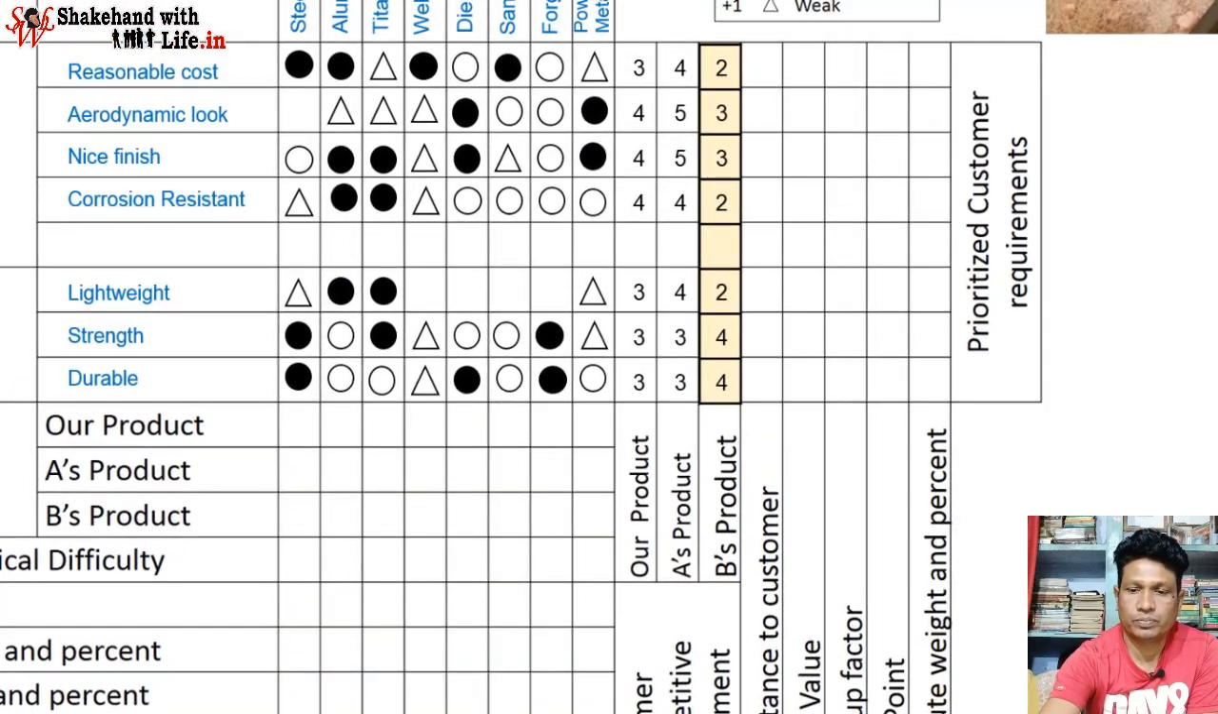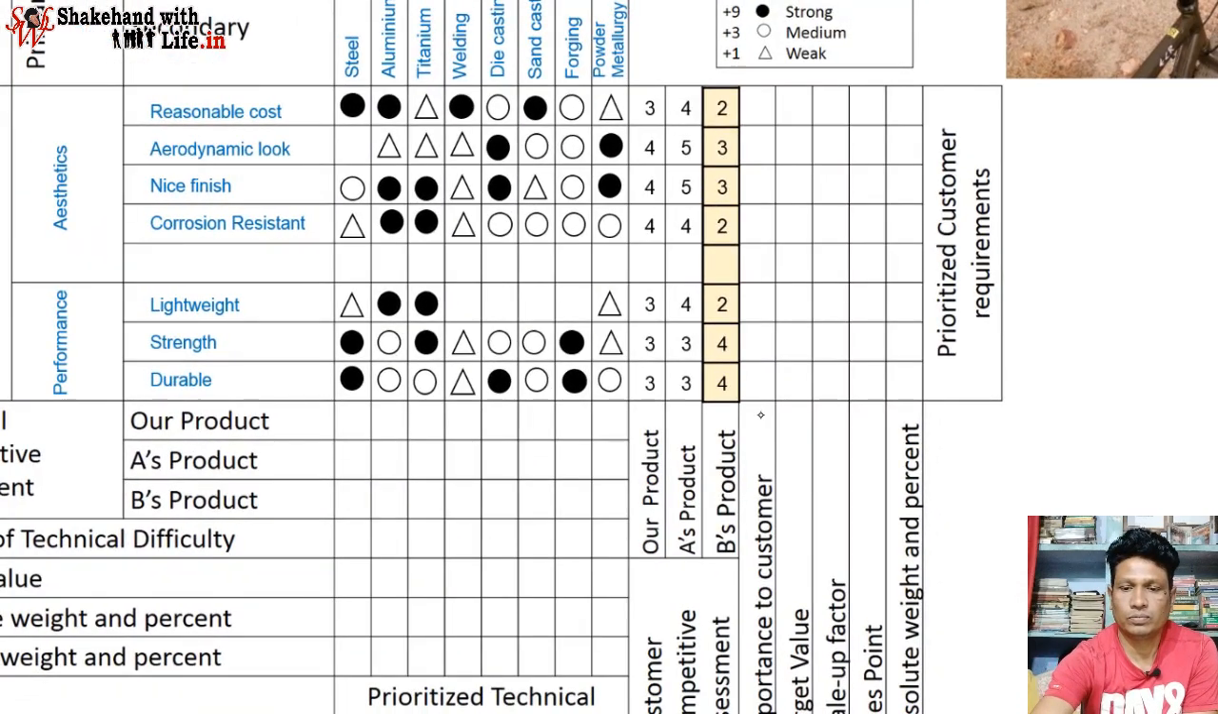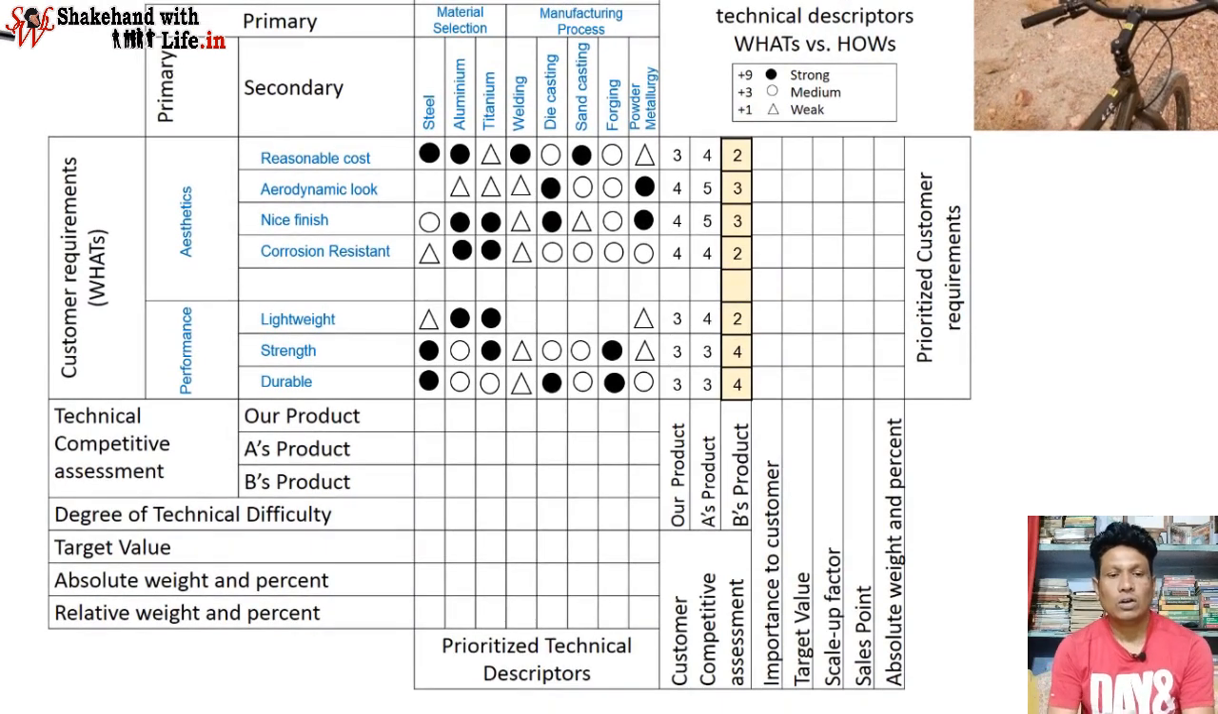So B's product. For reasonable cost, B's product has a rating of 2. For aerodynamic look, B's product has a rating of 3. For nice finish, it has a rating of 3. For corrosion resistant, it has a rating of 2. For lightweight, it has a rating of 2. For strength, it has a rating of 4. And for durability, it has a rating of 4. So B's product is not much more competitive than our product, but A's product is much more competitive than our product, as shown by the ratings given by the quality function deployment team in this section.